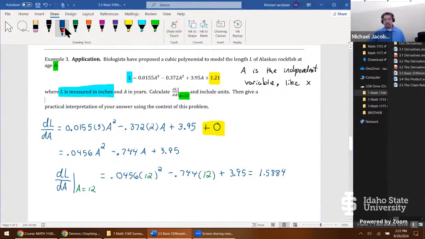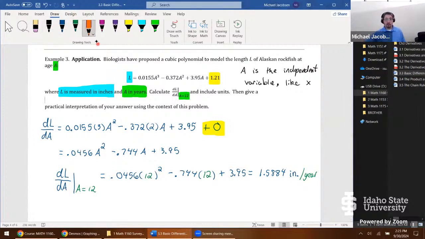So we'll come over here and say 1.5884 inches per, we come down below here, a is the age in years, so we will say inches per year. The per I just wrote as a fraction bar in this way. So it's a rate. A rate always has two units, a unit in the numerator, a unit in the denominator. And this one is how fast this is growing in inches per year so far.